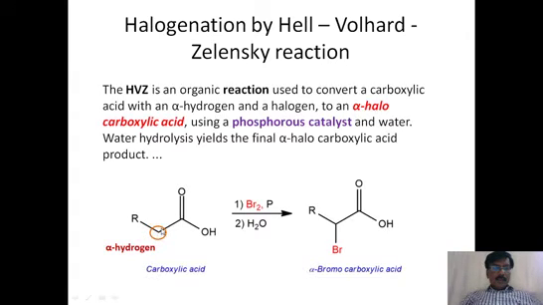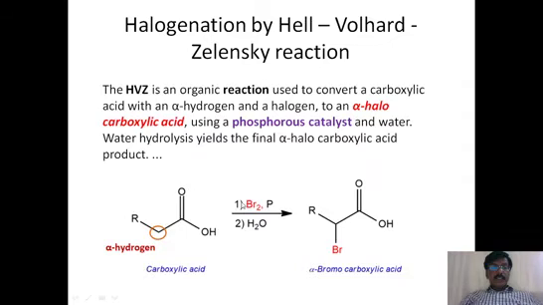So on this alpha position, if there is an alpha hydrogen, that hydrogen is replaced with bromine, for example, or with any halogen. So here what is happening? Alpha bromo carboxylic acid is the product. So there must be an alpha position, and that alpha carbon must carry an alpha hydrogen, which is replaced by a particular reagent to give alpha halo carboxylic acid. This reaction is known as the HVZ reaction.